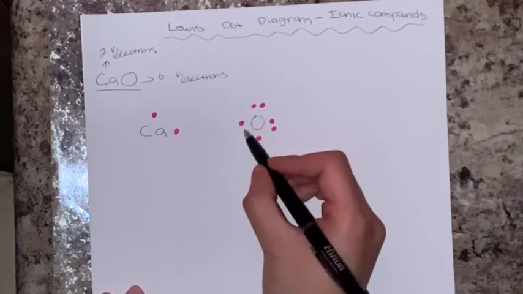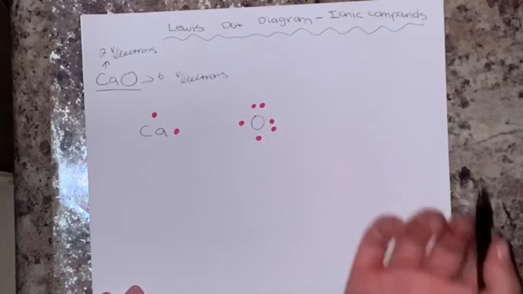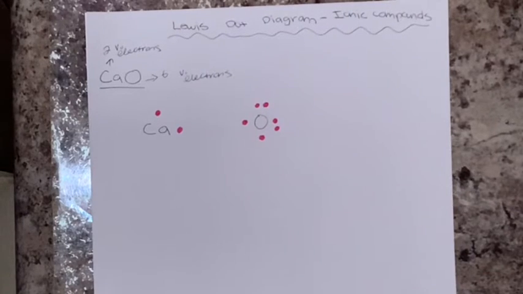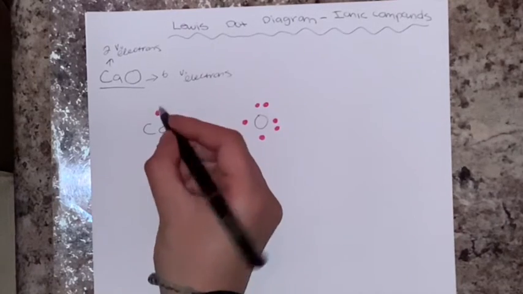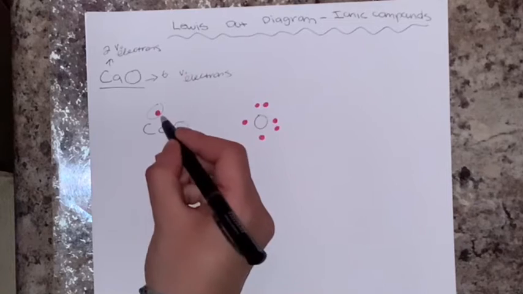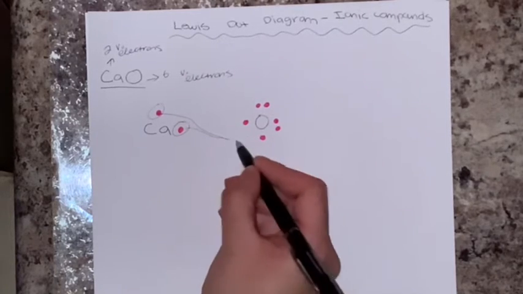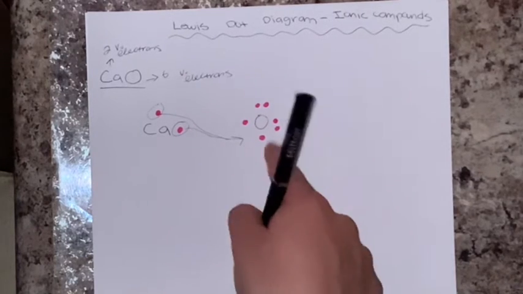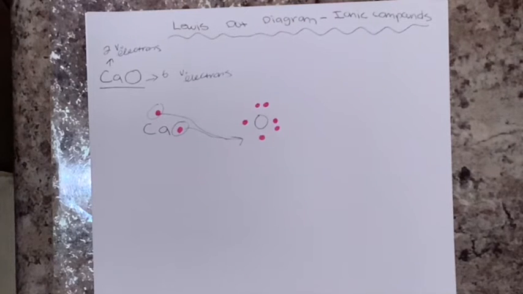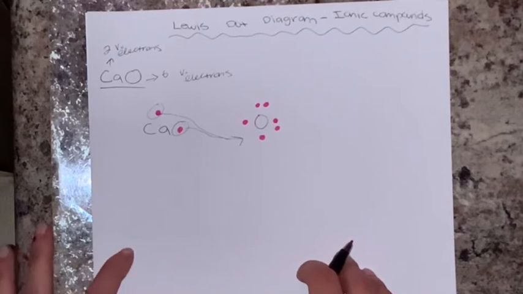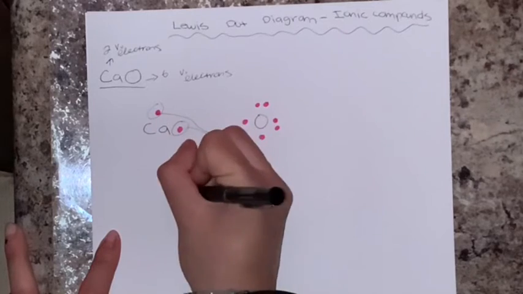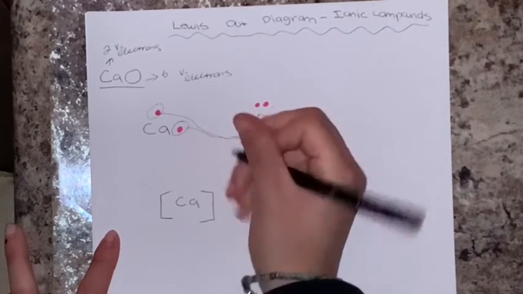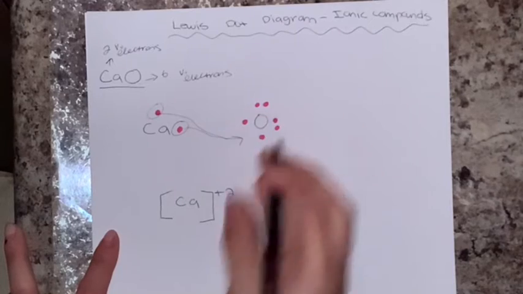And so we notice how it needs 2 valence electrons to complete the octet rule. And so calcium is going to transfer these 2 electrons to oxygen in order to have oxygen complete the octet rule. And so we're going to redraw this. So calcium is no longer going to have any electrons because it gave them to oxygen.